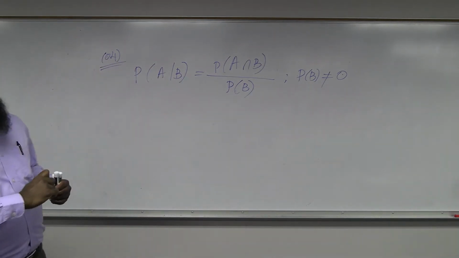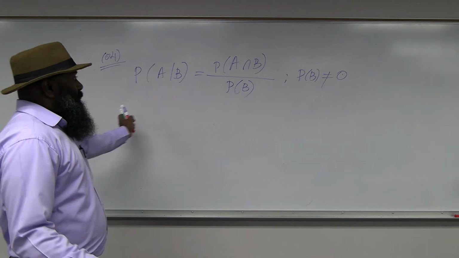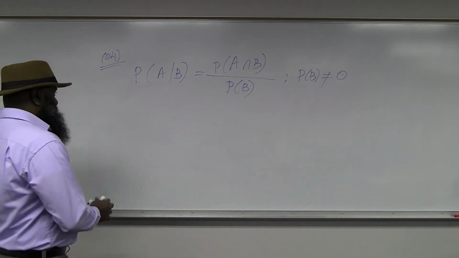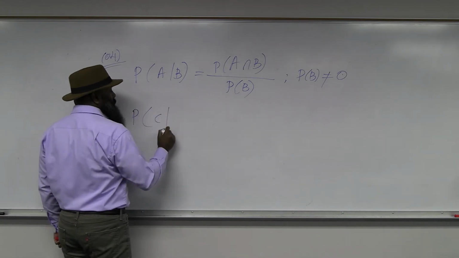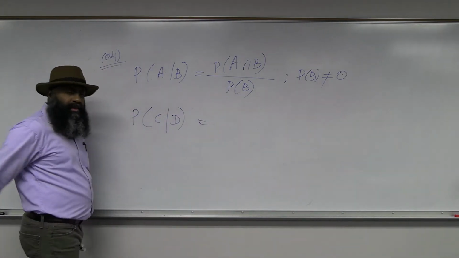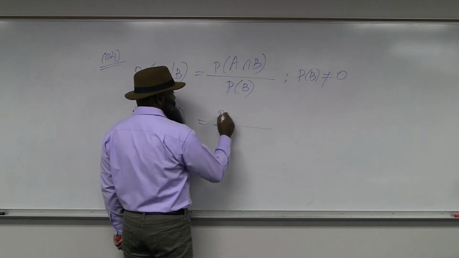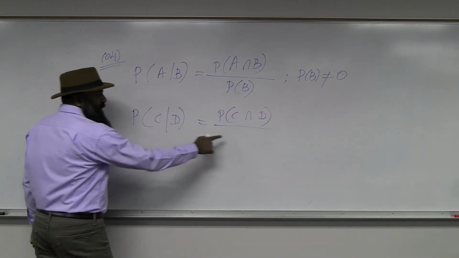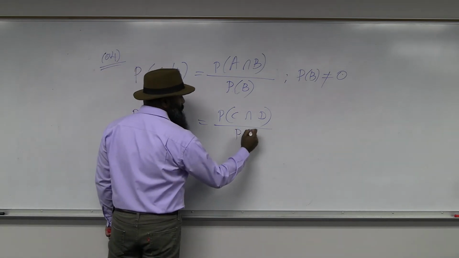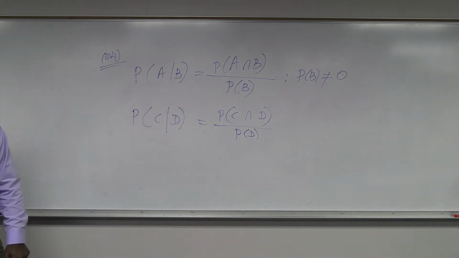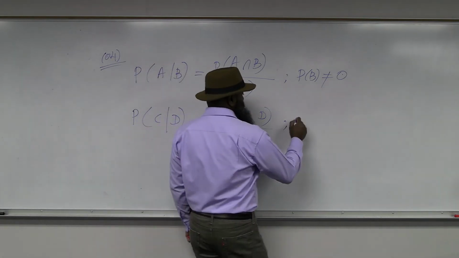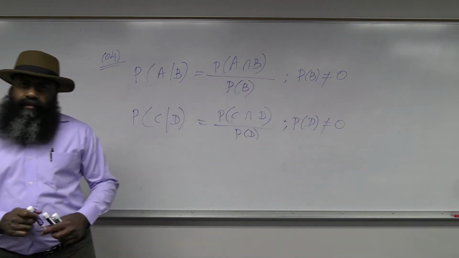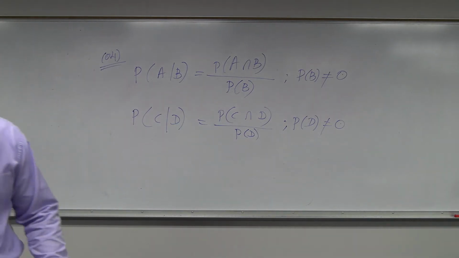That's that equation. And you can write down the conditional probability equations using any other symbols as well. Okay? Probability C given D. How do you write this? The numerator is very straightforward. You can write it as probability C intersection D. In the bottom, D should be written, probability of D. Okay. That's it. And then we say probability of D should be different from zero.